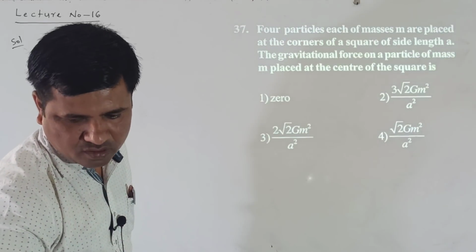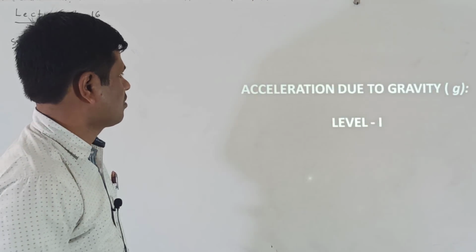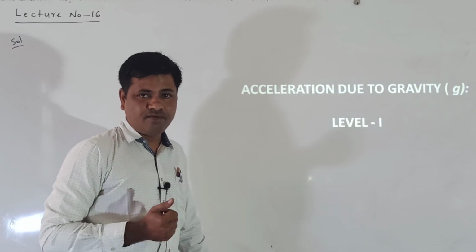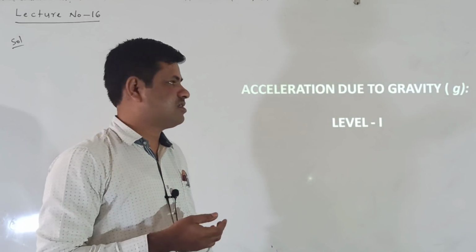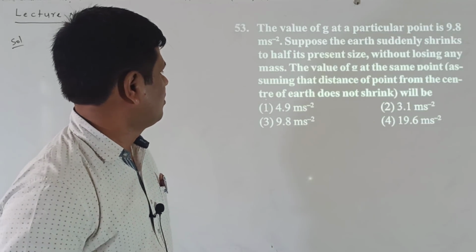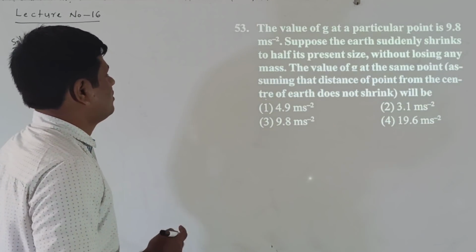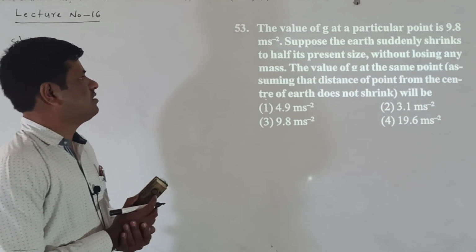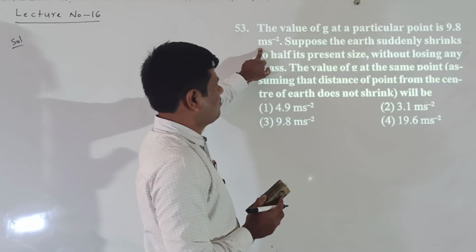Next question. Here, next we are coming to acceleration due to gravity. Here Newton's law of gravitation is completed. Next, acceleration due to gravity. Here is the next question. The value of g at a particular point is 9.8 meter per second square.